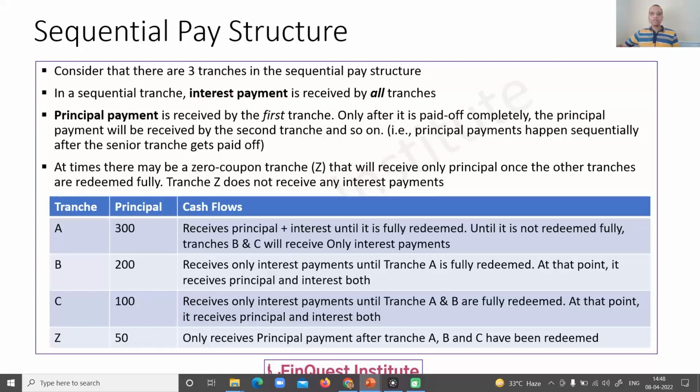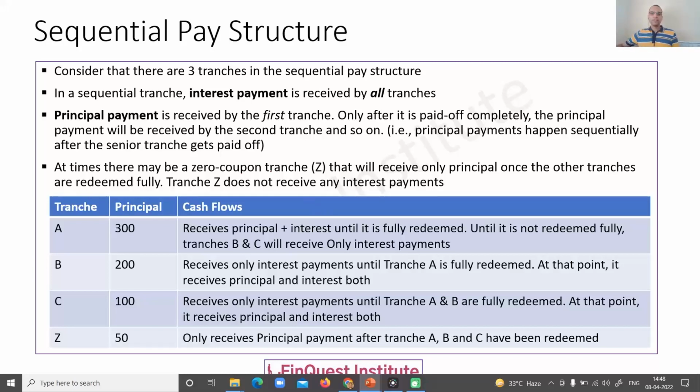However, the way in which the principal repayments happen, that is different. Now, principal payment is received by the first tranche. Only after the first tranche is completely paid off will the principal payment be paid for the second tranche. Similarly, only when the second tranche is fully paid off, then the principal payment should be directed towards the third tranche. So this is how the principal repayments are going to happen.